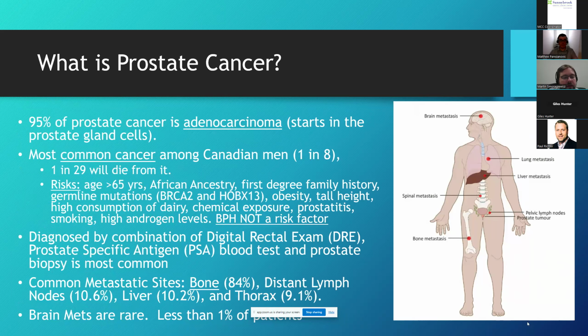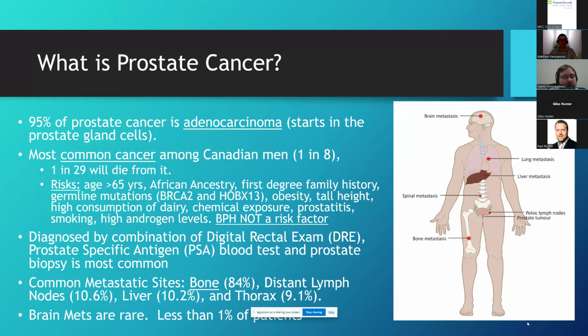95% of prostate cancer is adenocarcinoma, meaning it starts in the prostate gland. It is the most common cancer in Canadian men, about 1 in 8, and about 1 in 29 will die from the disease. Risk factors are various, but include age greater than 65, African ancestry, first-degree family history, germline mutations, especially BRCA2 and HOXB13, obesity, a tall height, high consumption of dairy, chemical exposure, prostatitis, smoking, and high androgen levels. But BPH is not considered a risk factor.